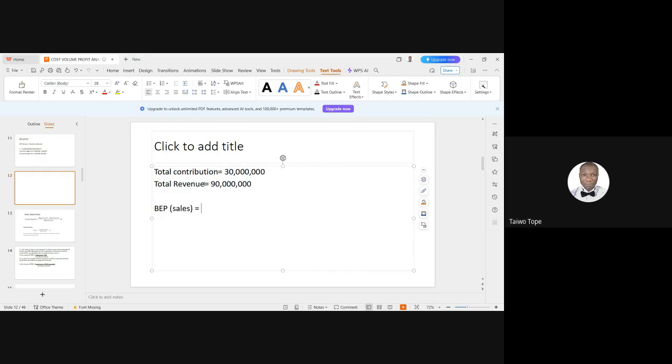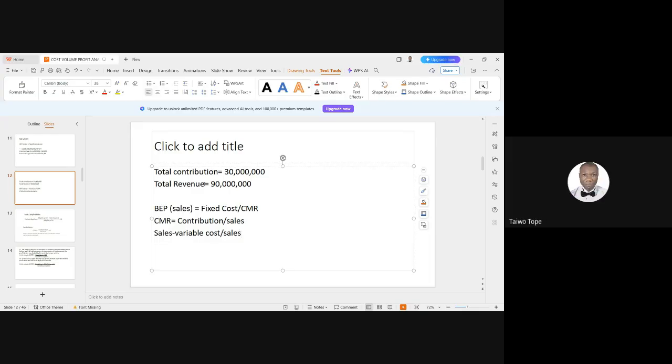In terms of sales, the formula is your fixed cost divided by the contribution margin ratio. To get your contribution margin ratio, it is contribution over sales, that is, contribution divided by revenue. To break it further, your contribution is sales minus variable cost, divided by sales.